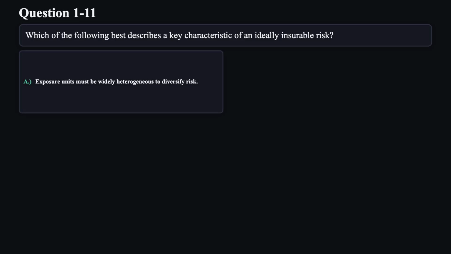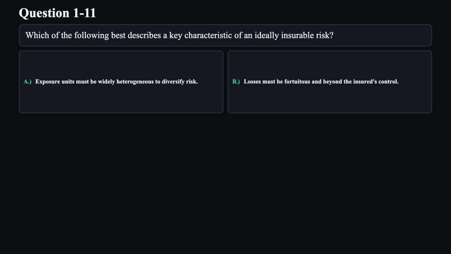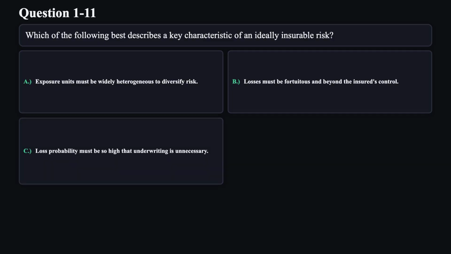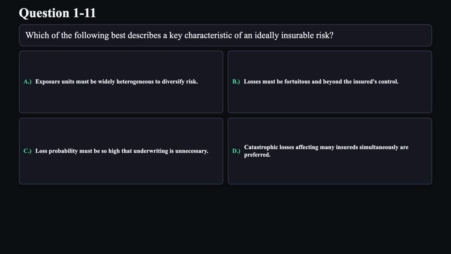A. Exposure units must be widely heterogeneous to diversify risk. B. Losses must be fortuitous and beyond the insured's control. C. Loss probability must be so high that underwriting is unnecessary. D. Catastrophic losses affecting many insured simultaneously are preferred.